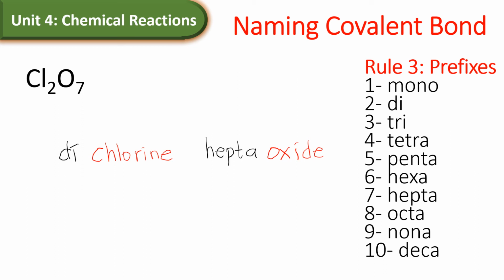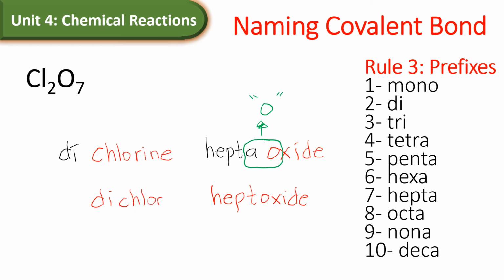Now, look at your rule number 5. Your rule number 5 states that if you have AO or OO in your name, you have to turn it into O. So this is the AO that I am talking about. So this AO will become, simply write O. So meaning your heptaoxide will become your heptoxide. So the final answer is dichlorine heptoxide.